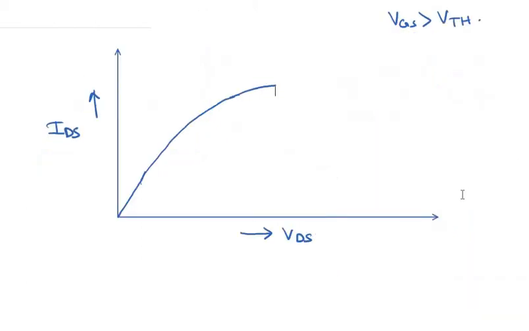So once pinch off is reached, in that case the current at the drain, or the drain to source current, does not increase anymore with increasing VDS, because the potential difference across the channel is effectively constant at VDS set. Okay, so the current does not increase anymore with increasing VDS.